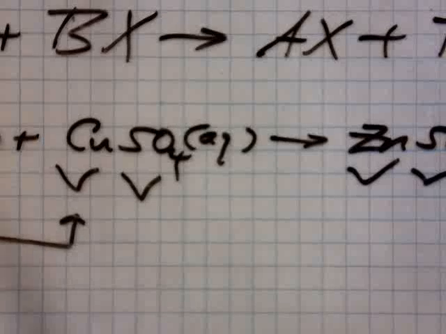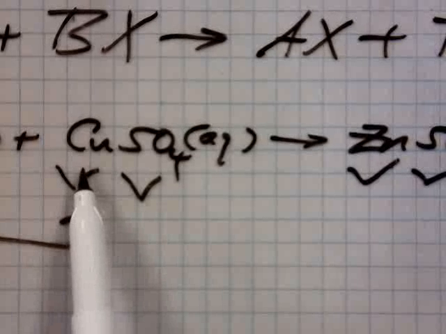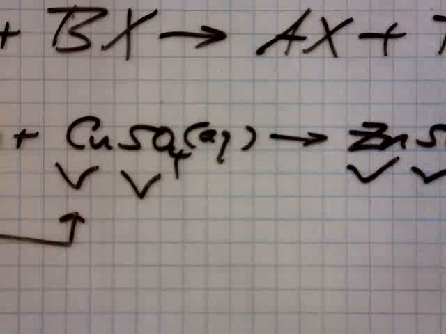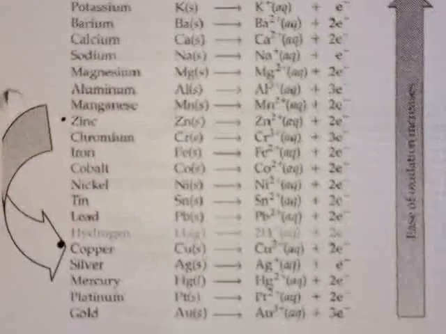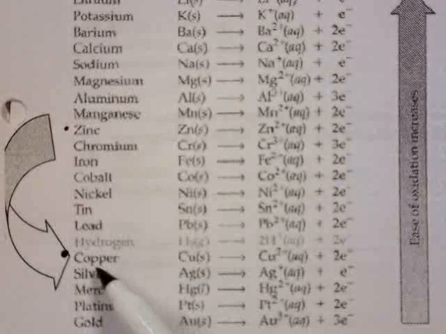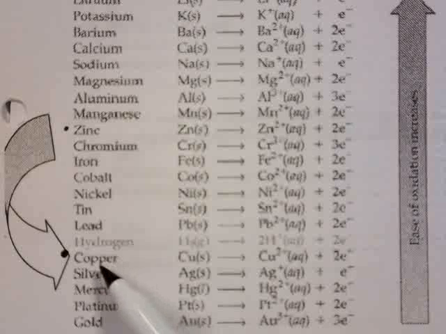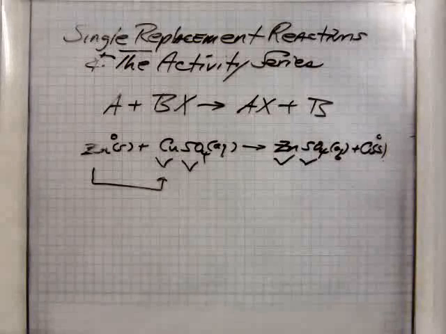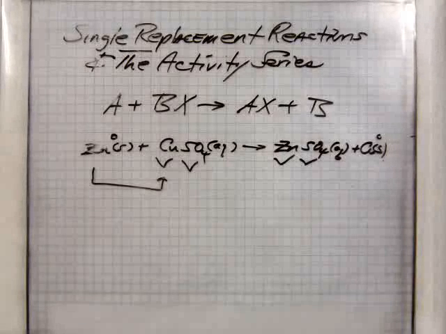On the list, you'll find zinc is above copper in the activity series. Let me see if I can find that. Here's the zinc, and here's copper down here. Zinc being above the copper, zinc will replace the copper, and copper will go to its basic standard state in the single replacement reaction, as shown in this example right here. So that's the long and the short of it.